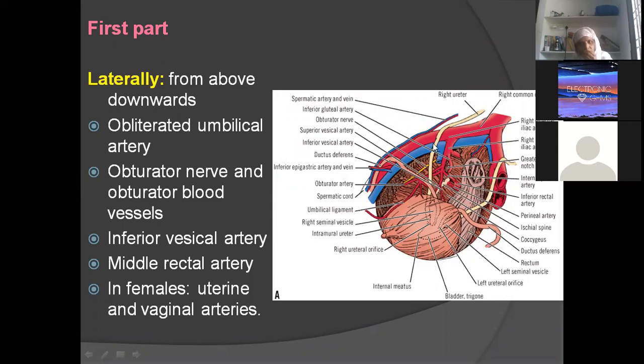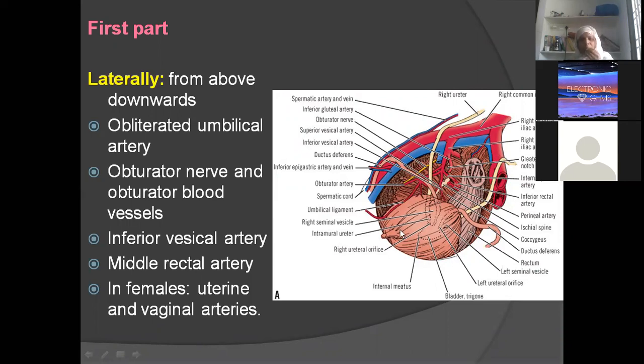It's also related to certain nerves like the obturator nerve. Among the blood vessels, laterally you will have the obturator vessels, the inferior vesical and middle rectal artery. In females it will be related to the uterine and vaginal arteries also. These are the lateral relations. To show so many relations is of course difficult.